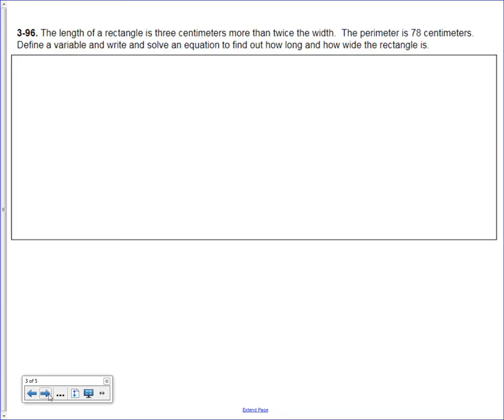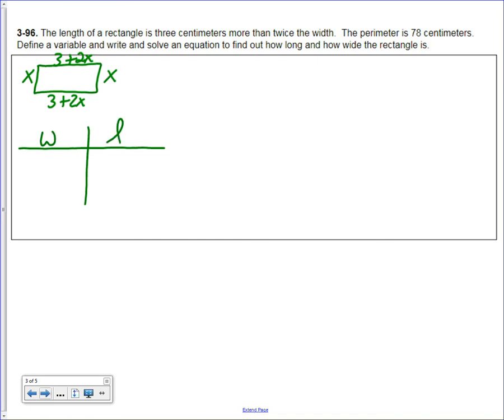Problem 96, the length of a rectangle is 3 centimeters more than twice its width. Perimeter is 78 inches. So if I had a rectangle and I made my width x, my length is 3 more than twice my width. So 3 plus 2x. To find my variables, I just make a little table. My width, my length. Width is x. Length is 3 plus 2x. So when I find perimeter, I have to add all the way around. So I end up with 6x plus 6 equals 78, because it says right here, write and solve an equation.